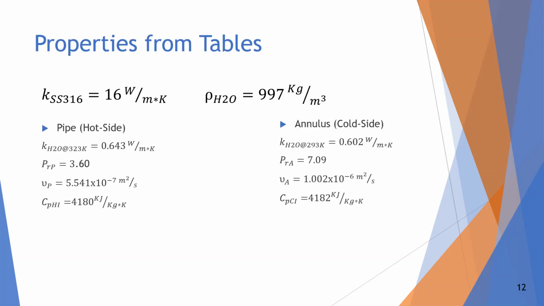Our properties from the tables. As you can see, we separated the pipe side, the hot side, and then the annulus, the cold side. We also have our water and the different rates that they are at, with different specific heat values. This will help us formulate the next steps of the problem.